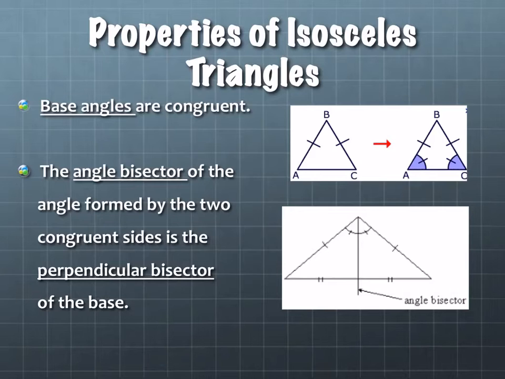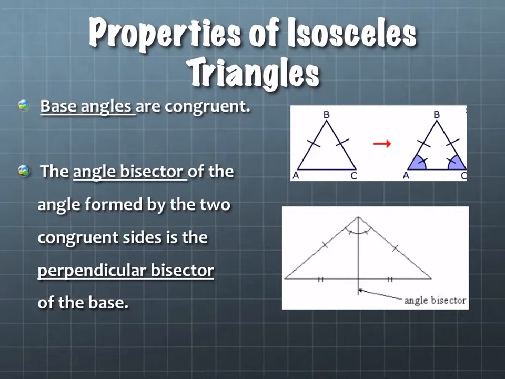Okay, isosceles triangles. Properties of an isosceles triangle. One property is that they have congruent base angles. So you can see that picture right there. It shows a diagram of an isosceles triangle. Two sides are congruent. And whenever that happens, the base angles are automatically congruent. The angle bisector of the angle formed by the two congruent sides is the perpendicular bisector of the base. So that's a really helpful piece of information.